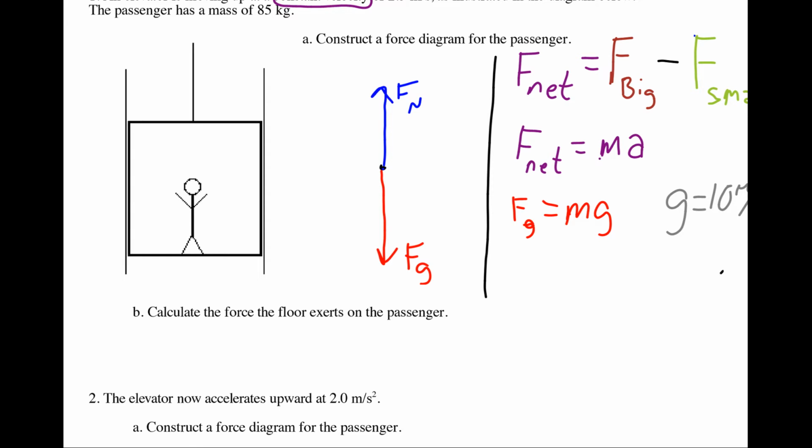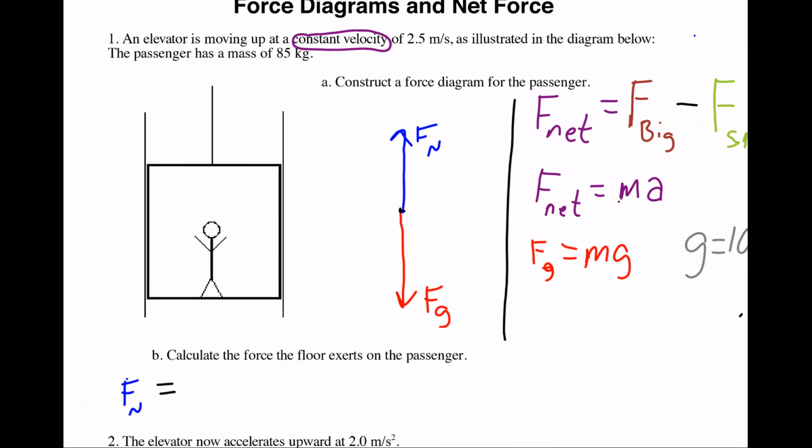Okay, so let's get back to the problem at hand. What we want to do is calculate the force exerted on the passenger. That happens to be our normal force. So we're going to say normal force is equal to the gravitational force, and we see that right here. We already knew that because of what we said up at the top, that it's moving at a constant velocity. So it all ties in together.